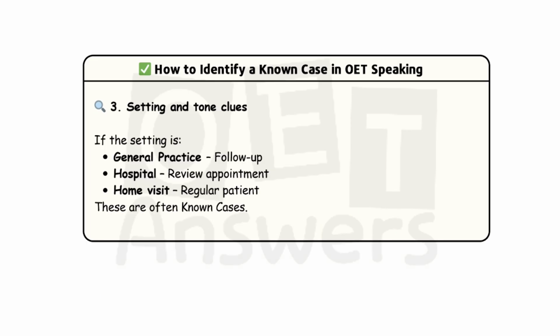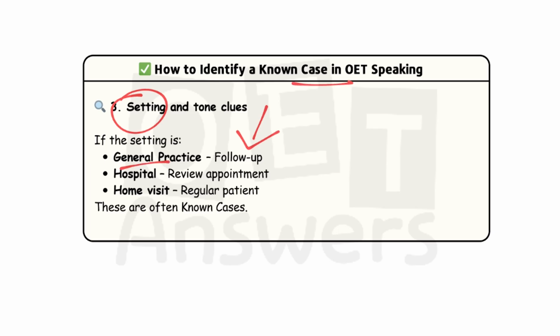Clear? Okay. Then the third clue is the setting and tone clues. The setting means the place where the conversation is actually going on. For example, general practice with follow-up means that it is a known case.